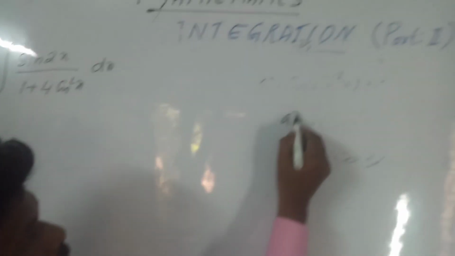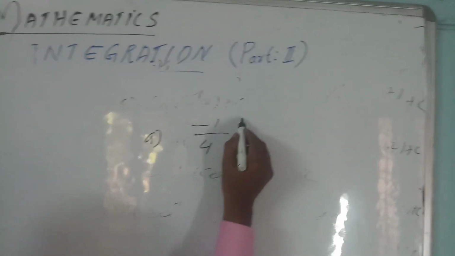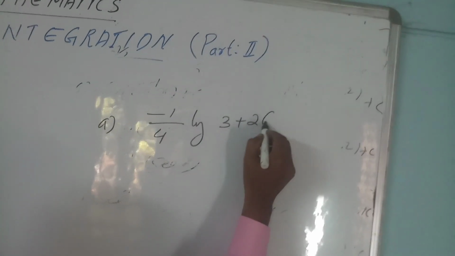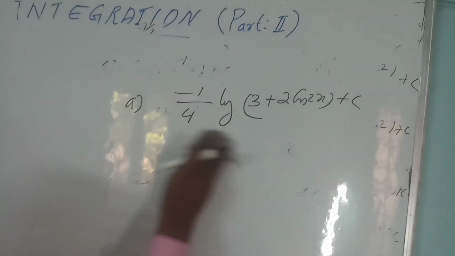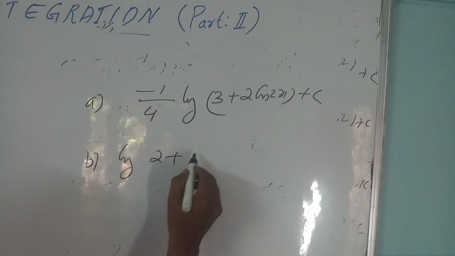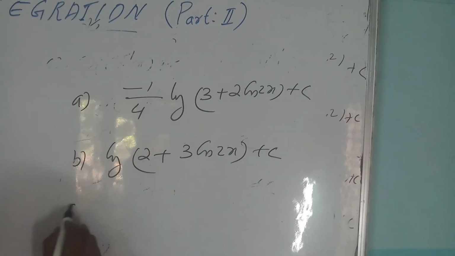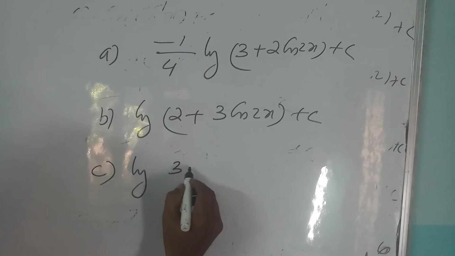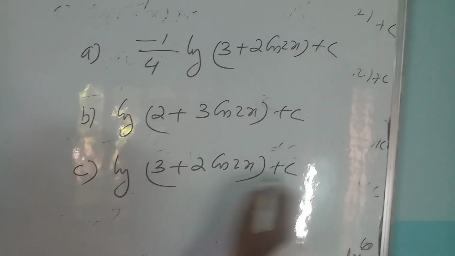First choice: minus 1 by 4 log of 3 plus 2 cos 2x plus C. Second choice: log of 2 plus 3 cos 2x plus C. Choice C: log of 3 plus 2 cos 2x plus C.